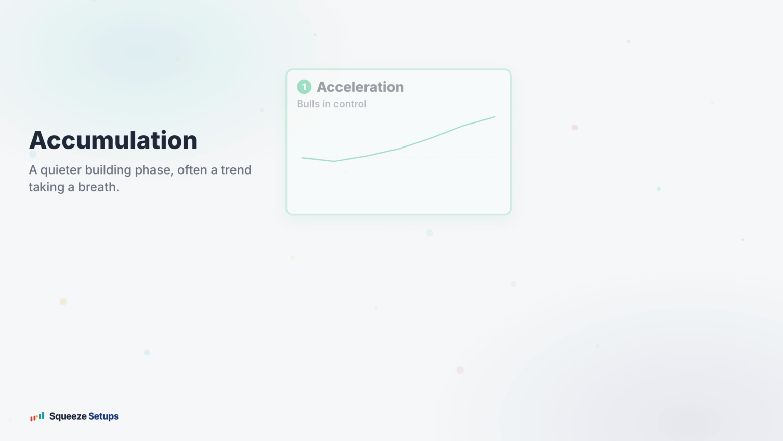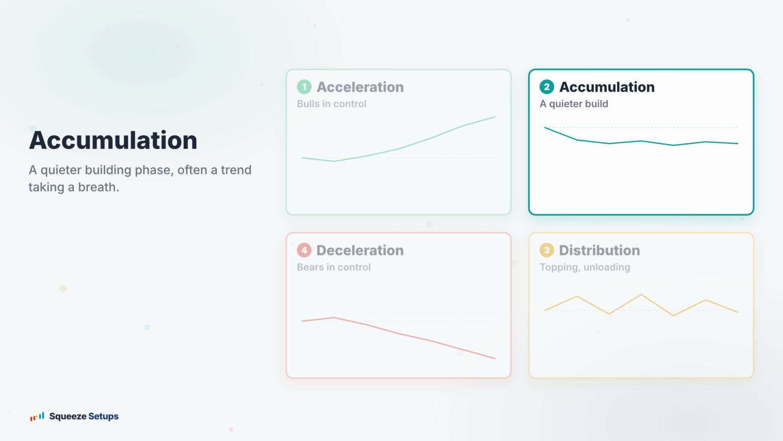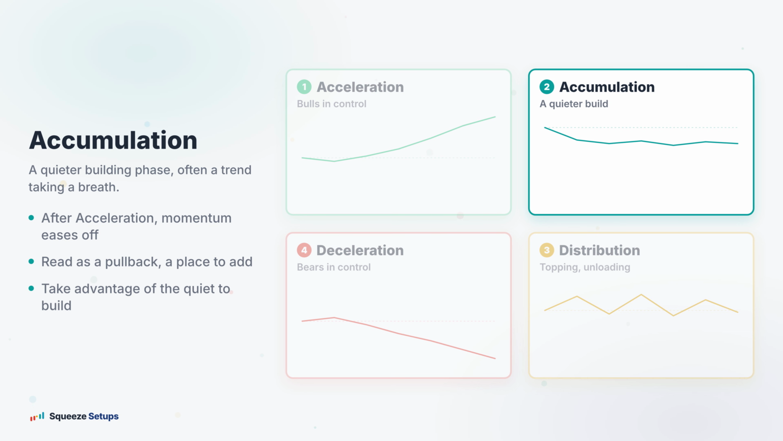Number 2 is accumulation. Accumulation is an important market stage because context matters here. If you see accumulation on the back of, say, acceleration, that's typically a trend starting to lose a bit of steam, maybe starting to go into a quieter phase. If you think this is a pullback opportunity, it's a good time to add and take advantage of this quietness.